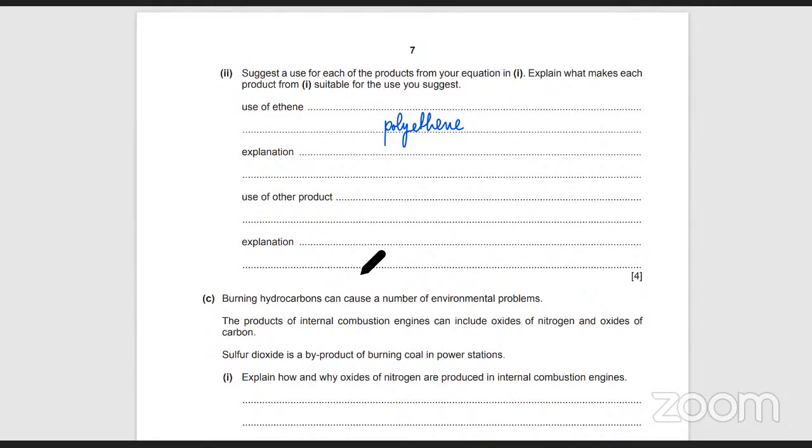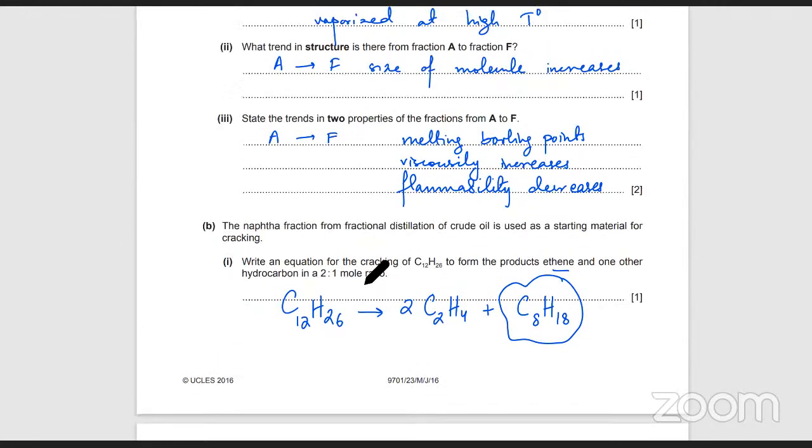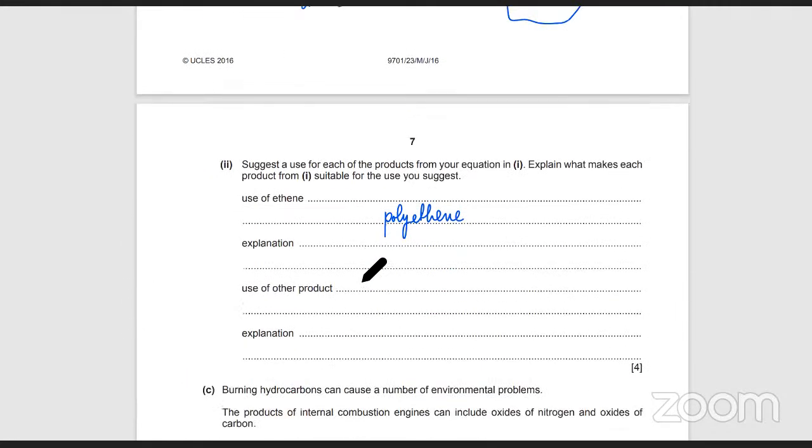Okay, Sir, what's the next part? Sir, what's the explanation for ethene, sir? Use of ethene. कि पॉलीथीन, हाँ उसके अंदर explanation, ठीक है, हम उसको answer कर लेते हैं. Probably suggest the use for each of the products. Explain what makes each product suitable for the use.